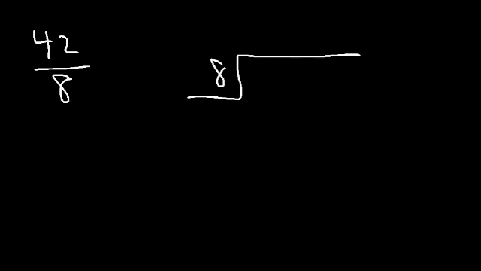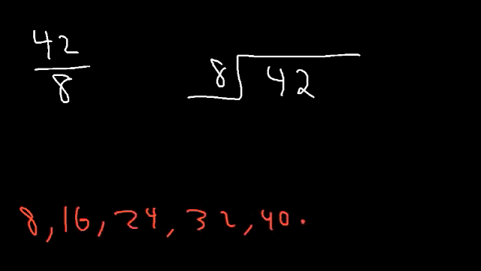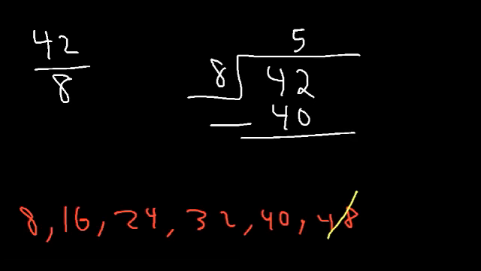But let's try another example. Let's try 42 divided by 8. So how many times does 8 go into 42? So let's write out the multiples of 8. 8, 16, 24, 32, 40. 48 is too much. So if we add 8 5 times, you get to 40. 8 times 5 is 40. And we need to subtract. So 42 minus 40 is 2. And we're going to add a decimal point, bring down a 0.